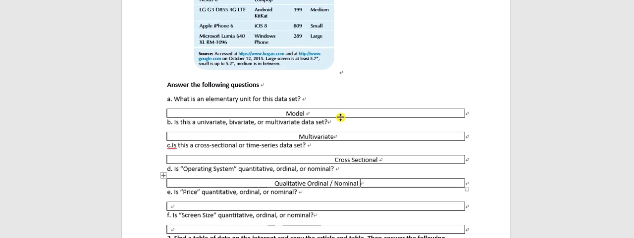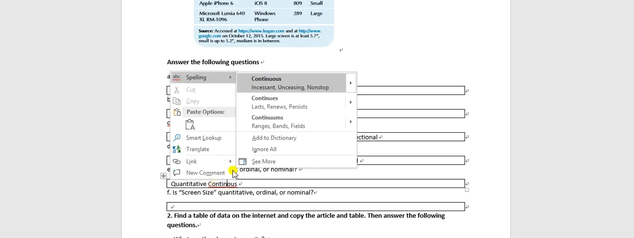Now we have price. Is price quantitative, ordinal, nominal, continuous, discrete? This one is quantitative because it's a number. And we cannot say discrete because if we look at the prices, we can break a dollar. So it's quantitative continuous, because like I said, a dollar we can break it. Actually, I think I misspelled continuous. Sorry, I'm not an English teacher. I am just a business statistics teacher.